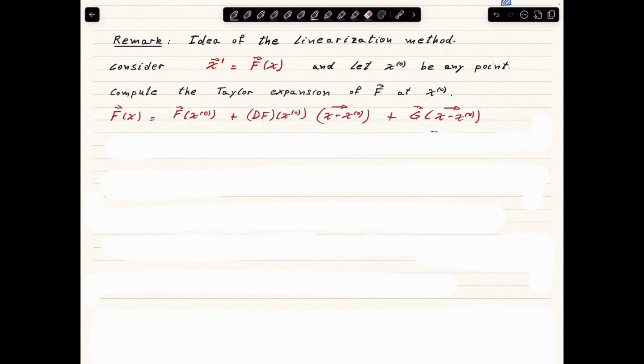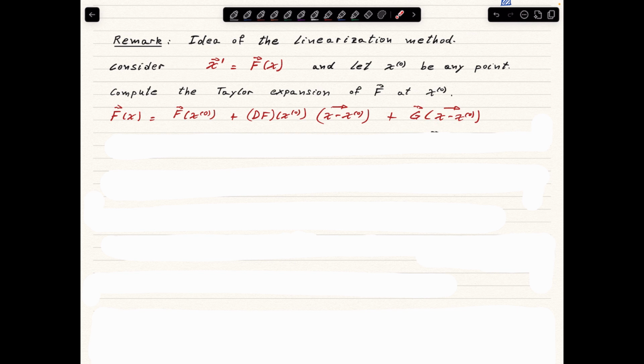So here is the Taylor expansion. The Taylor expansion of a function of two variables is the function evaluated at the point where we are centering the expansion, then the first derivative of the function evaluated at that point, times the difference between any point and the point we are centering the expansion, and then the remainder. The remainder is usually small when x is close to x0.